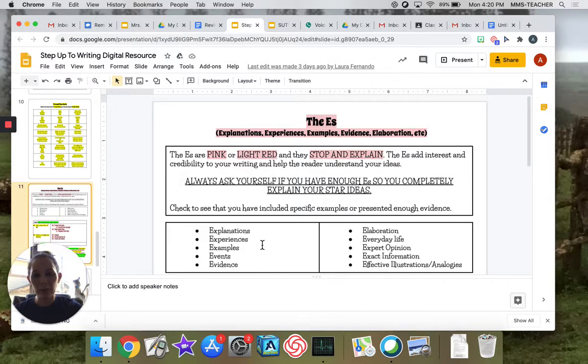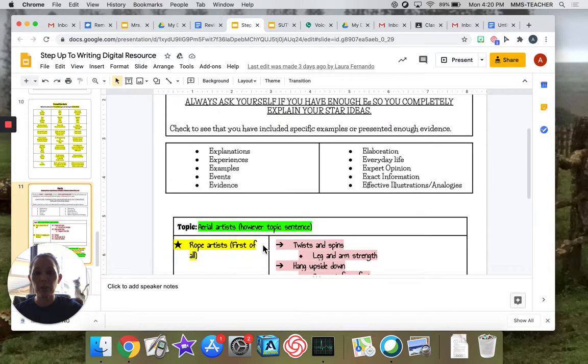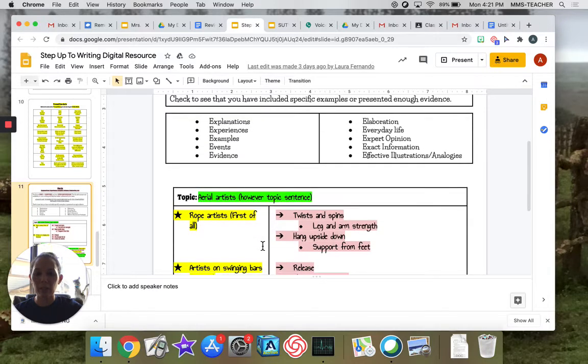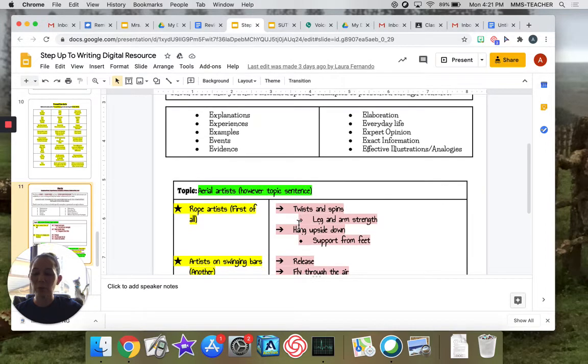It says here to check to see that you have included specific examples or presented enough evidence. So when you think of the E's or the reds, think of these words. Have I explained or shared experiences, provided examples, given events, evidence, elaboration, given examples from everyday life, included an expert opinion if that was needed, given exact information, and if you had effective illustrations or analogies to back up your key idea or star idea.